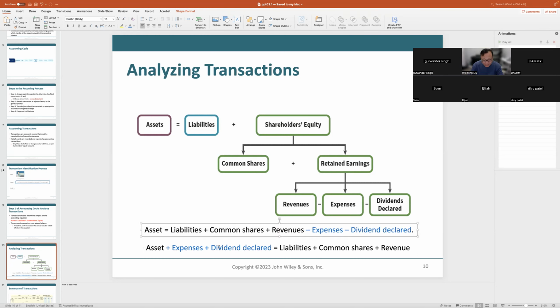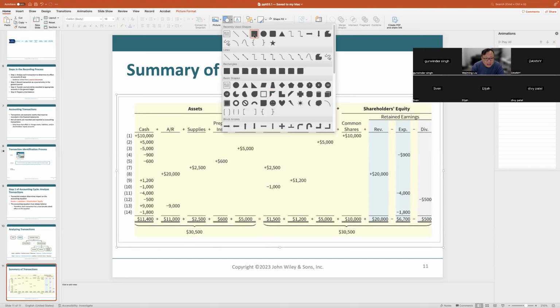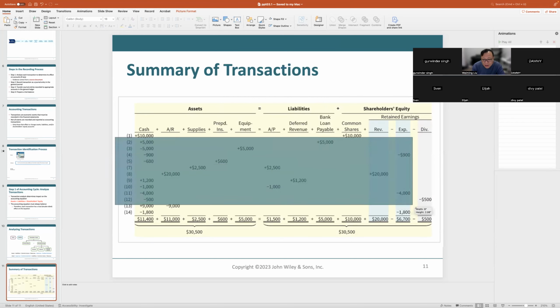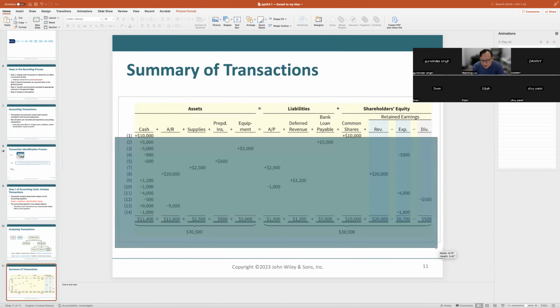So, okay, here. Remember this equation. We're going to need this equation later on. So the summary, let's take a look at this. There are 14 events, right? What I want you to do is tell me the story. You only see these numbers, but I want you to tell me what the transaction is. I want you to tell me what's the transaction.